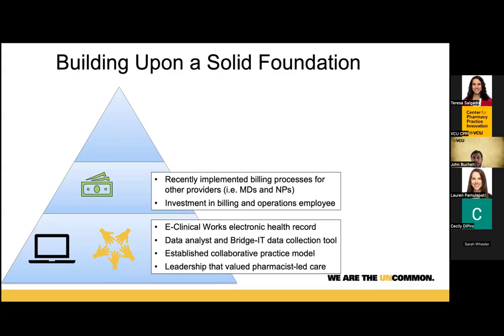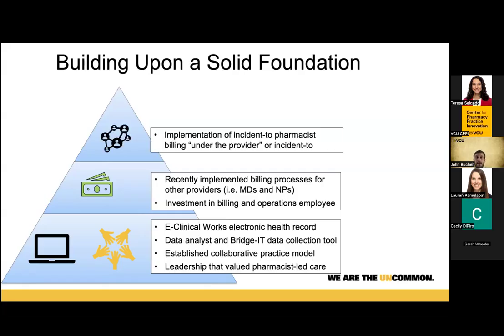The other thing that was helpful at the time is that all the providers who used to only see uninsured patients are now seeing patients with Medicaid, and we're billing for patients with Medicaid. One thing that we did not have that Crossover wisely invested in was a billing and operations employee. And this person was instrumental to helping us as pharmacists get paid for our services as well. Once we had the billing and operations employee set, we faced very little barriers to implementing pharmacist billing under the provider incident 2.